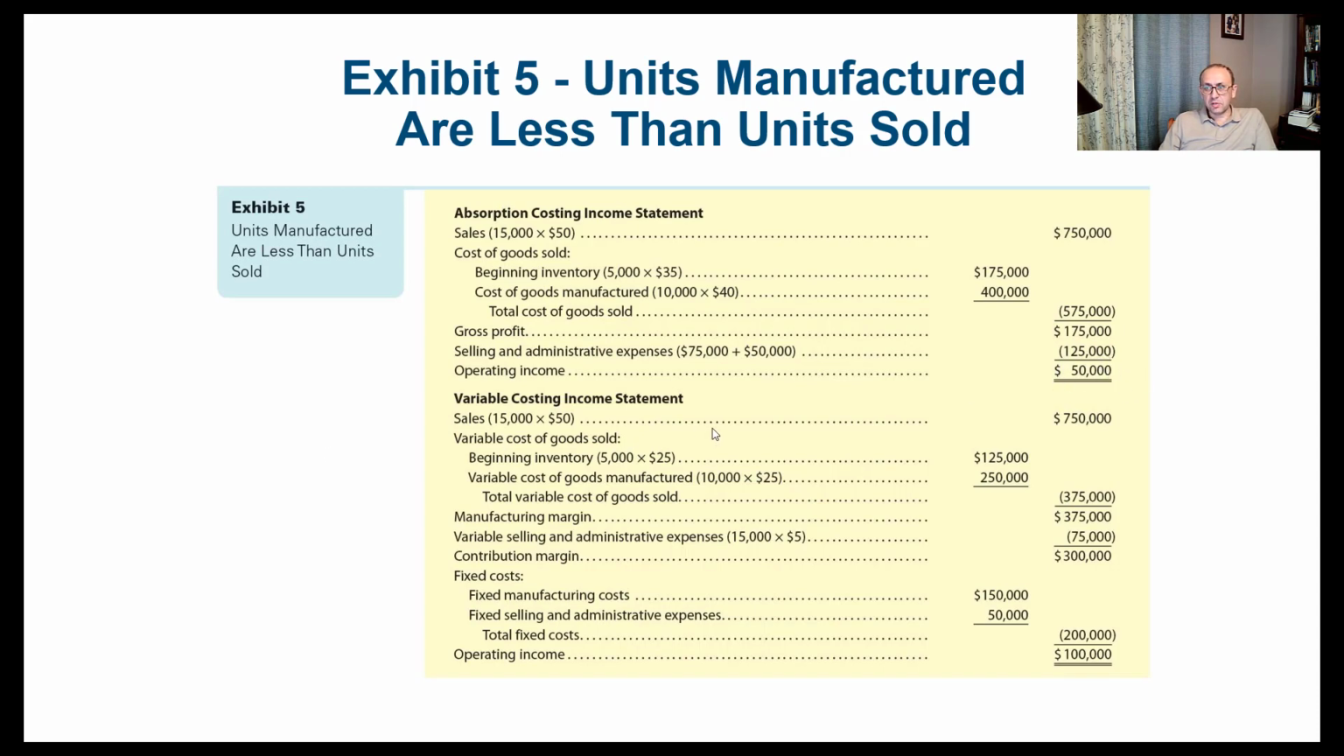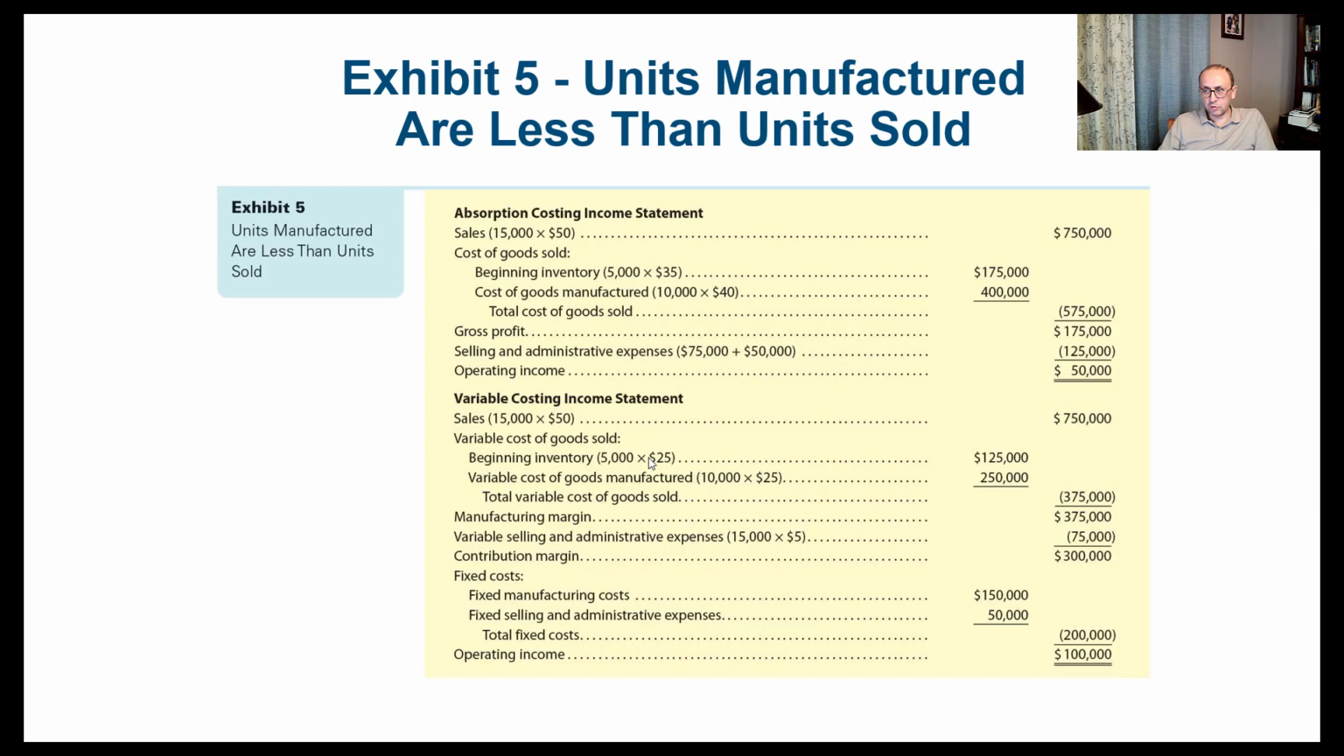Let's see the variable costing income statement. Three stages. We have to calculate manufacturing margin, contribution margin, and then operating income. So to get to the manufacturing margin, we do the same thing: the sales, 750, same as the absorption. Then we have the variable cost of goods sold. Remember, it's not just cost of goods sold. We only focus on the variable cost of goods sold.